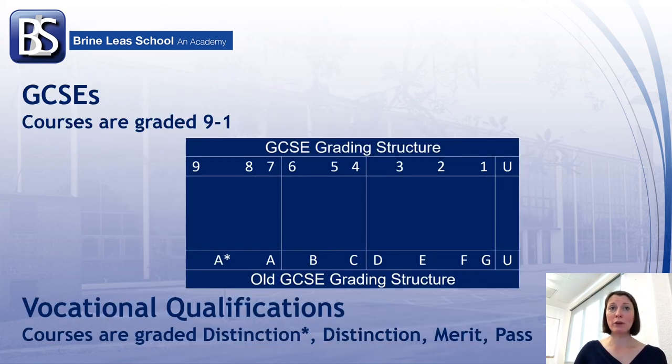At Brine Leas, we offer two types of qualifications. GCSE qualifications are graded from 1 to 9, with 9 being the highest and higher than the old A star grade. A grade 4 is classed as a standard pass, whilst a grade 5 is the expected high pass. Vocational qualifications continue to be graded as distinction star, distinction, merit, and pass.